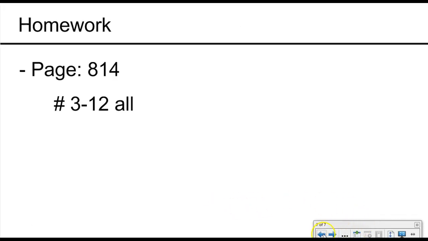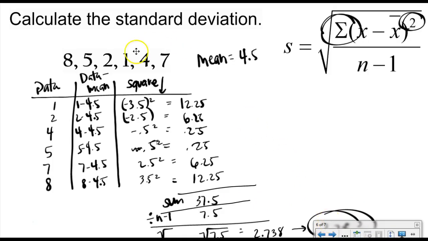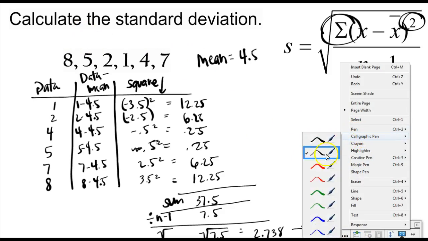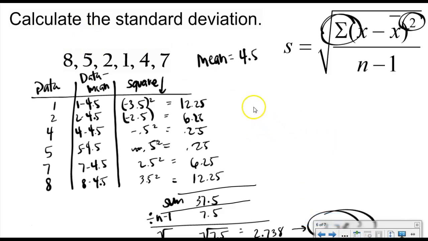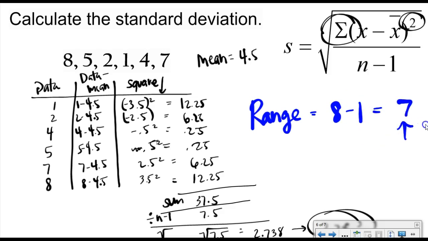One thing we didn't talk about was the range, so I want to go over that. The range of this data is where you take the largest number minus the smallest number, and this right here would be your range of data.